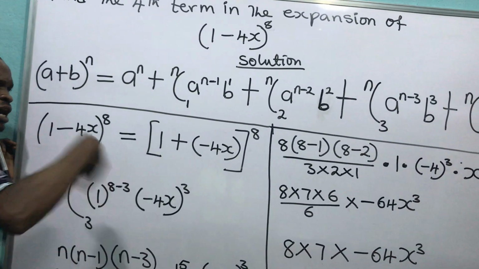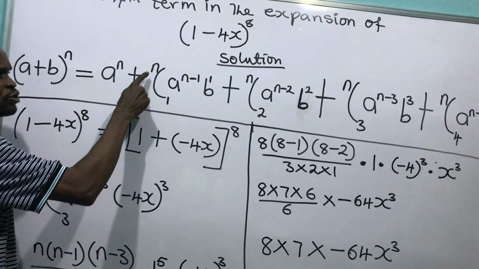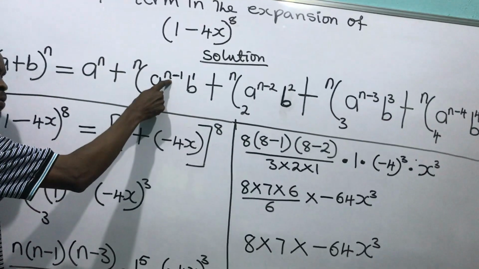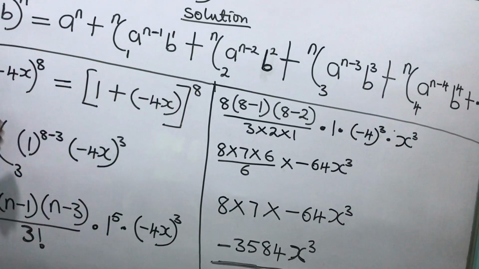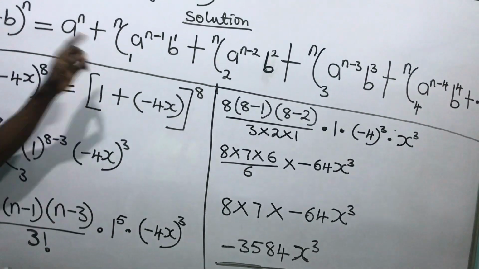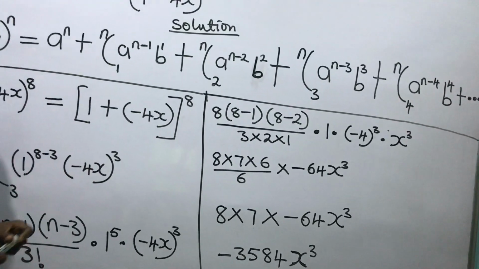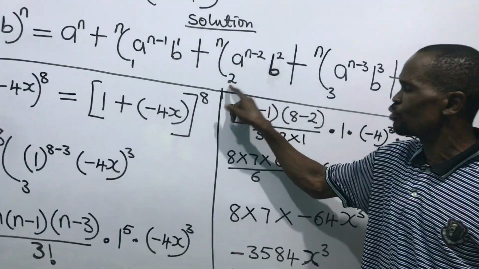Then out of N, I'm choosing 1. That's the next thing you will take: out of N choosing 1. What happens to the power of A? It will drop by 1. And what happens to the power of B? It will come to that 1 I chose. Then plus, out of N again, I'm choosing 2.